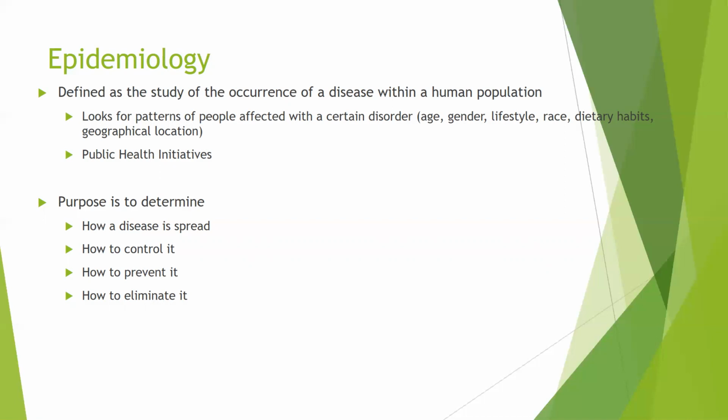So why do we need to know this? Why do we need to study the occurrence of disease within a population? Why do we need to look for patterns of the disease in regards to patient's age, gender, lifestyle, geographic location? Well, the purpose here really is to determine how the disease is spread, how to control it, prevent it, and ultimately eliminate it. So we need this research done. We need to create these public health initiatives so that we do not have pandemics, outbreaks, public health concerns in the future, or we can eradicate or control the spread of such.